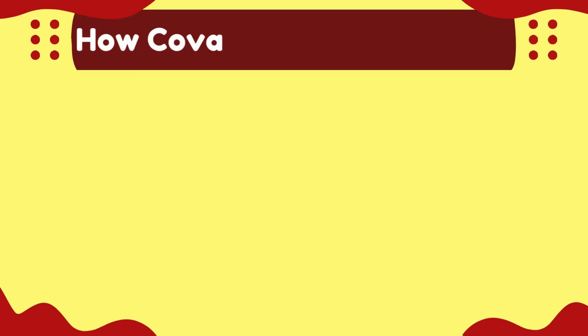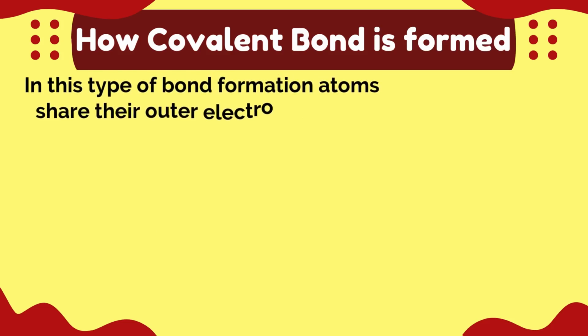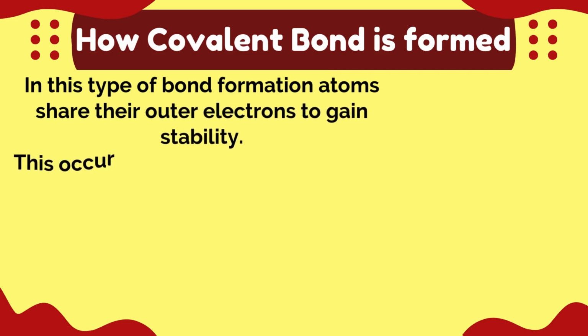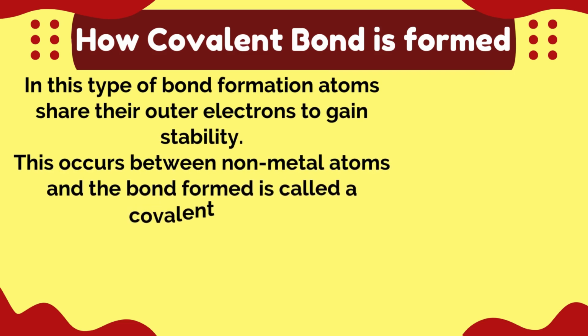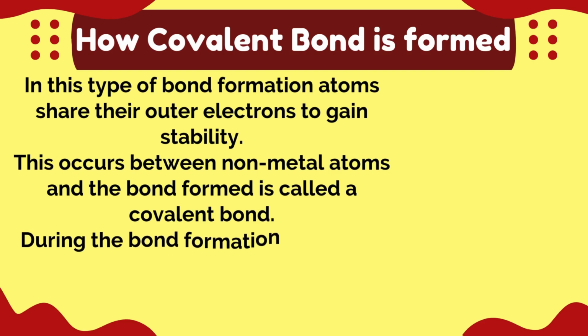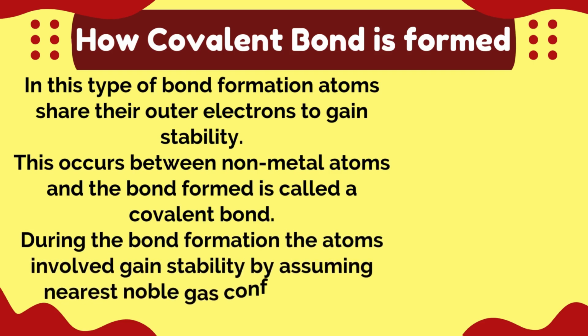How is a covalent bond formed? In this type of bond formation, atoms share their outer electrons to gain stability. This occurs between non-metallic atoms and the bond formed is called the covalent bond. During the bond formation, the atoms involved gain stability by assuming the nearest noble gas configuration.